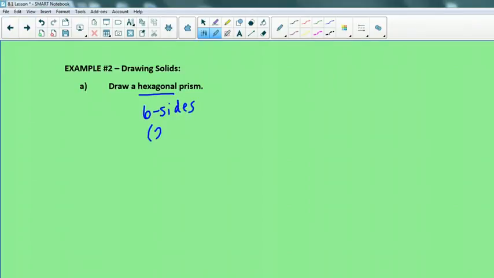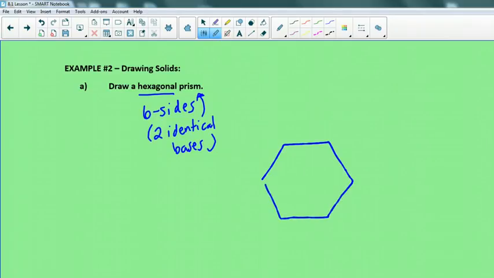Okay, and we're going to have 2 identical bases because it's a prism. Okay? So what I'm going to do to start with is I'm actually going to go ahead and draw a 6-sided shape, which is a hexagon. And I'm going to go ahead and try the best I can here. I'm going to go 1, 2, 3, 4, 5, and 6. Okay? So that's my first base.